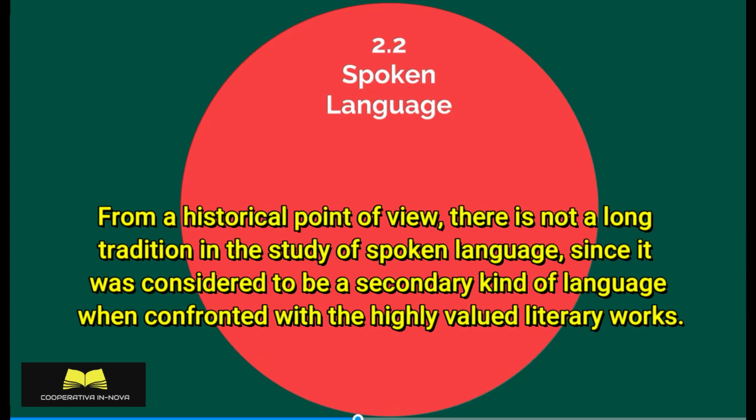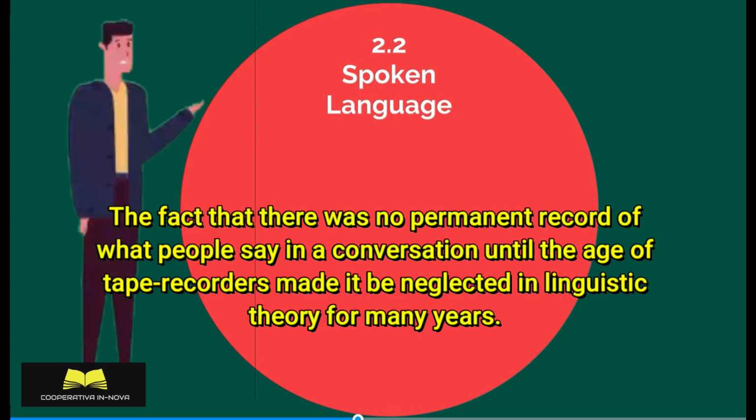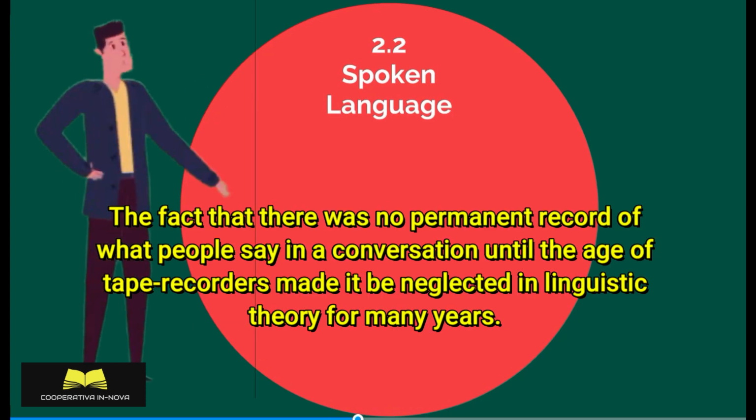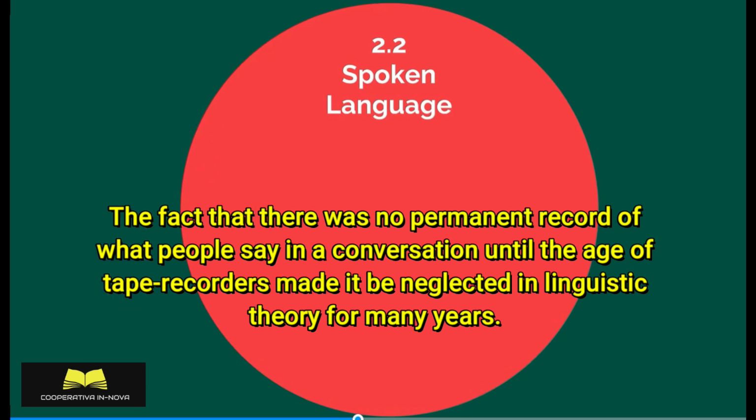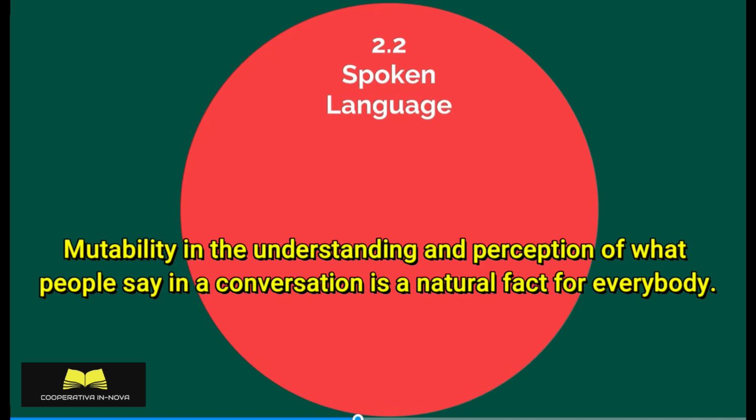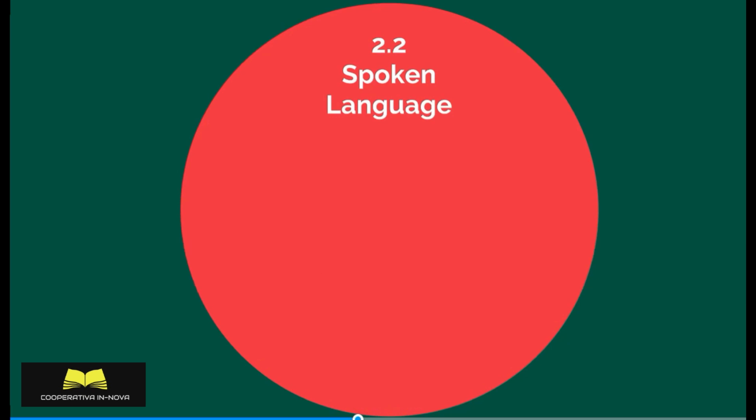From a historical point of view, there is not a long tradition in the study of spoken language, since it was considered to be a secondary kind of language when confronted with the highly valued literary works. The fact that there was no permanent record of what people say in a conversation until the age of tape recorders made it be neglected in linguistic theory for many years. Mutability in the understanding and perception of what people say in a conversation is a natural fact for everybody.